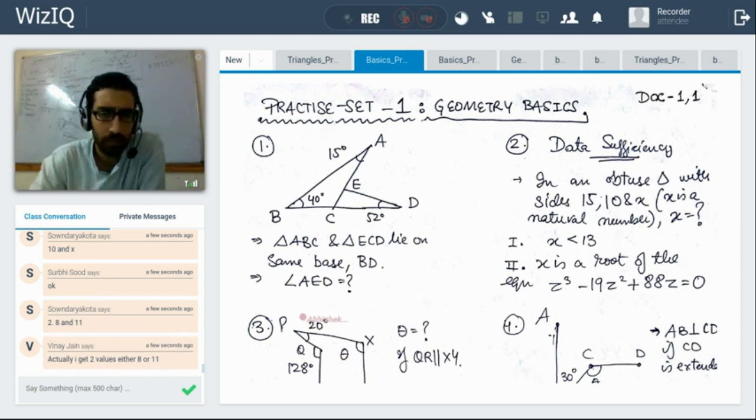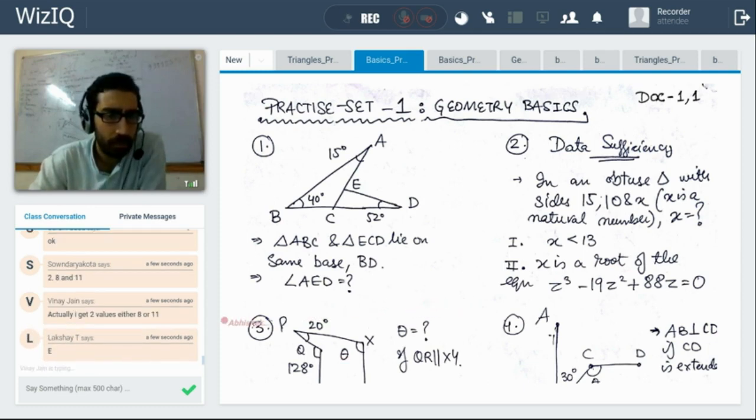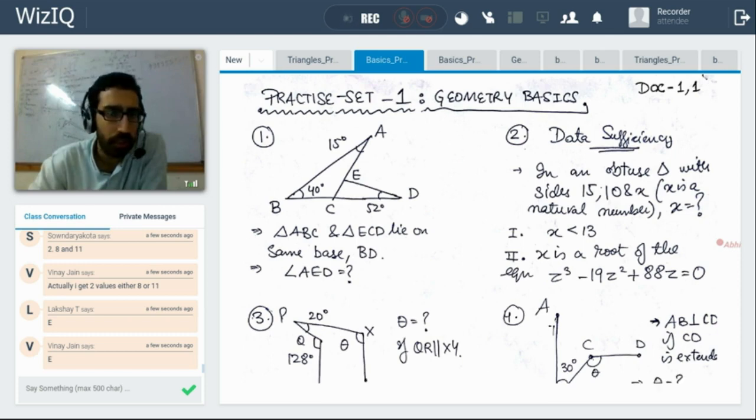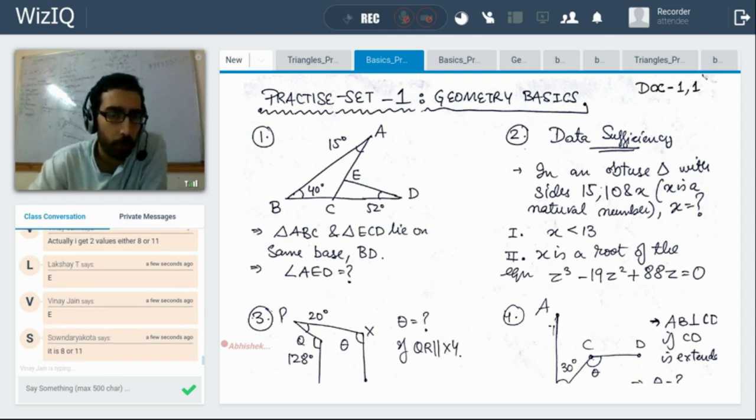Eight and 11. Okay, maybe from statement 1, yes? Okay. Statement 2, what about statement 2? Does statement 2 give you a proper answer? Z is the root of the equation z cube minus 19 z square plus 88 z. I don't know if you've solved this. You may find a proper answer through statement 2.